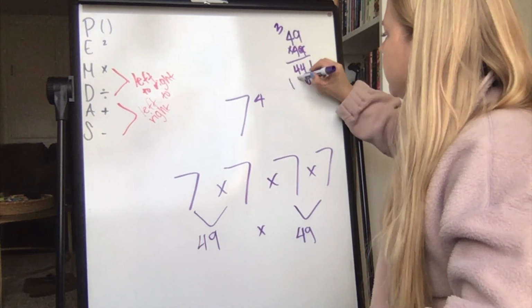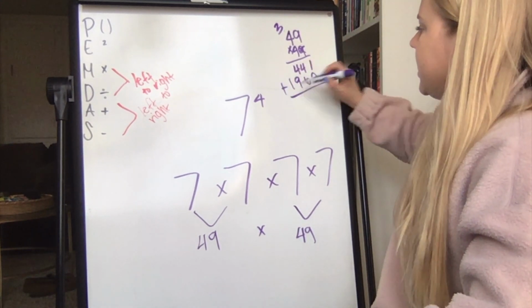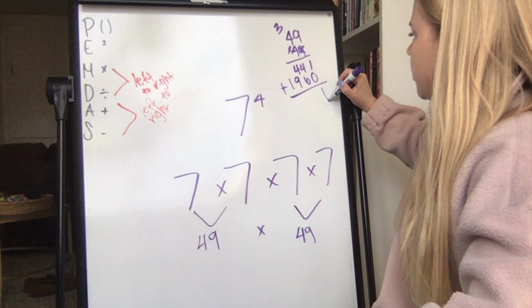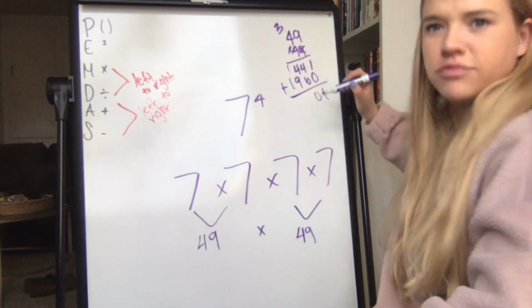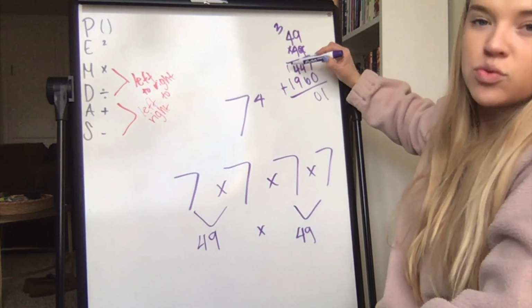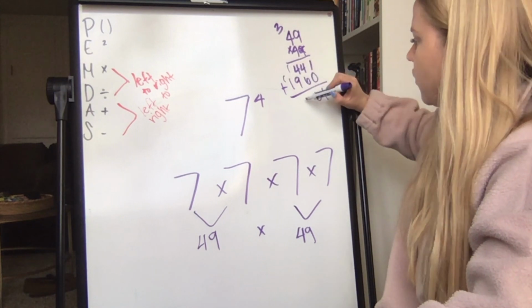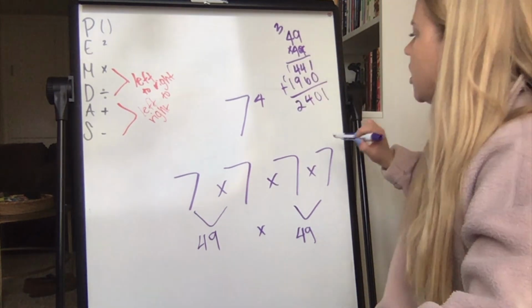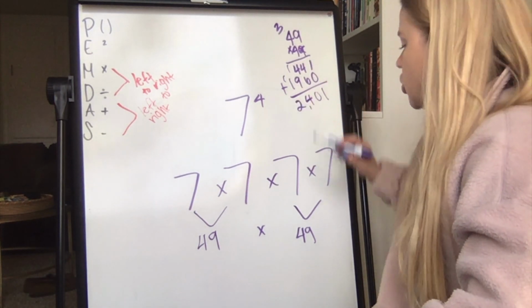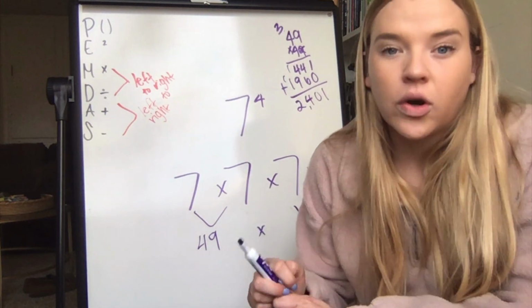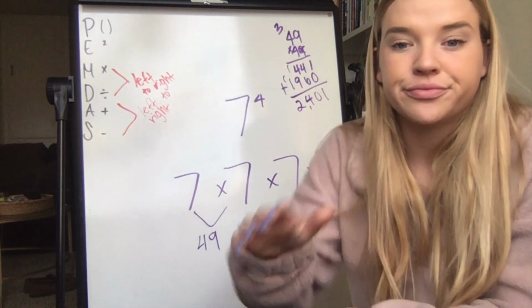Plus 3 is 19. Now I'm adding, so 1 plus 0 is 1. 6 plus 4 is 10. 9 plus 1 is 10, plus 4 is 14, and 1 plus 1 is 2. So my answer to this problem should have been 2,401.